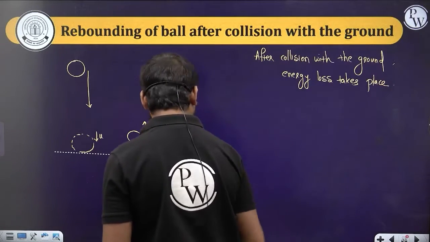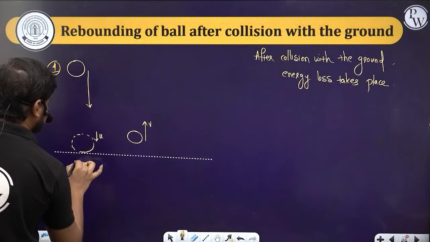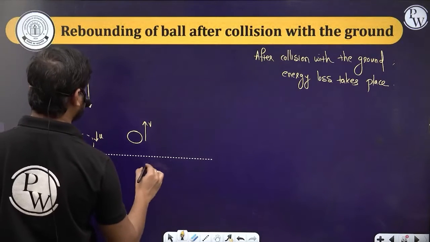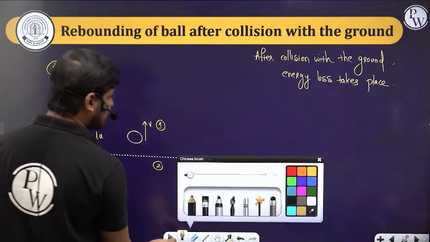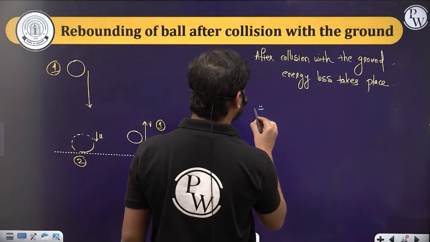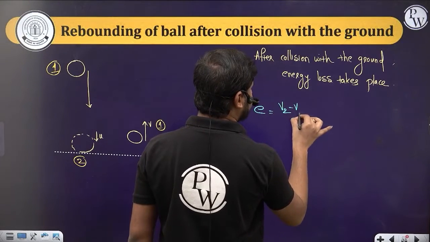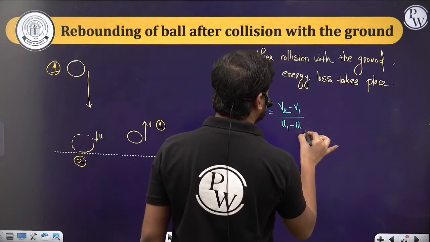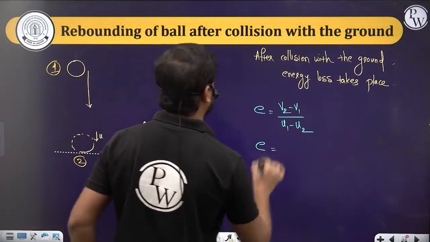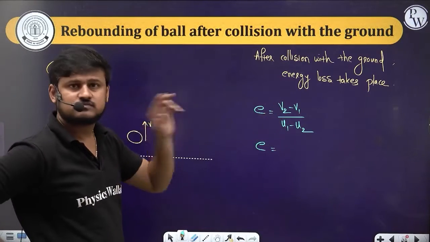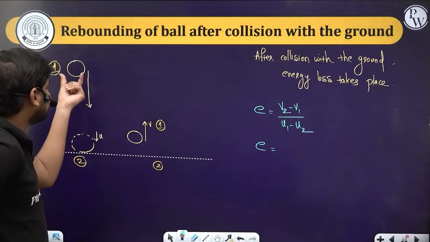Now listen. Let's suppose this is body 1, and consider the ground as body 2. Now let's apply the coefficient of restitution formula. You know that the coefficient of restitution is equal to the relative velocity of separation by the relative velocity of approach, v2 minus v1 by u1 minus u2. So see here, what is v2? The second we consider the ground, and the first we consider the ball.